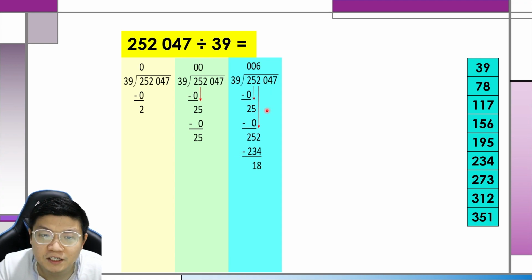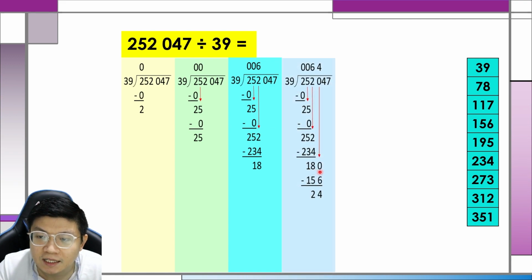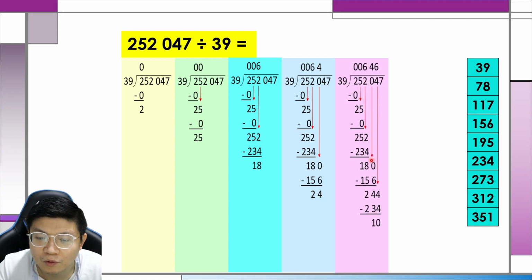Now bring down the other 0, becomes 180. Now look for the table again. The closest I can choose is 156, which is times 4. So 39 times 4, 156. Okay, after you subtract, I get 24. So move forward to the next one, bring down the 4, becomes 244 now.